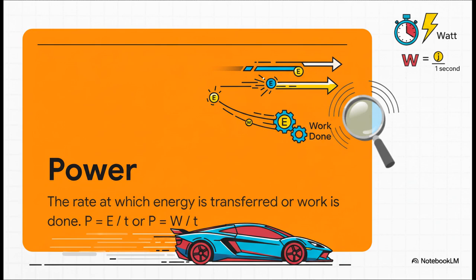In everyday life, power means strength, right? But in physics, it's all about speed. It's how quickly energy is used or work is done. A really powerful engine isn't just one that can go fast. It's one that can get up to that speed really quickly. Just remember, 1 watt is simply 1 joule of energy being used every single second.